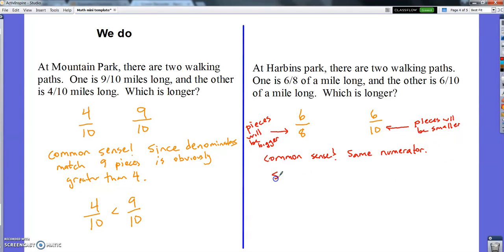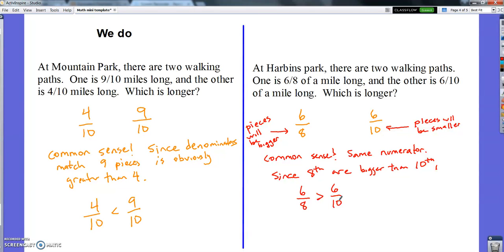I'm going to say since 8ths are bigger than 10ths, 6/8 will be more than 6/10. If I have the same amount of 8ths and 10ths, since 8ths are bigger, I cut it into bigger pieces, it's obvious to me that 6 out of 8 will be bigger than 6 out of 10.